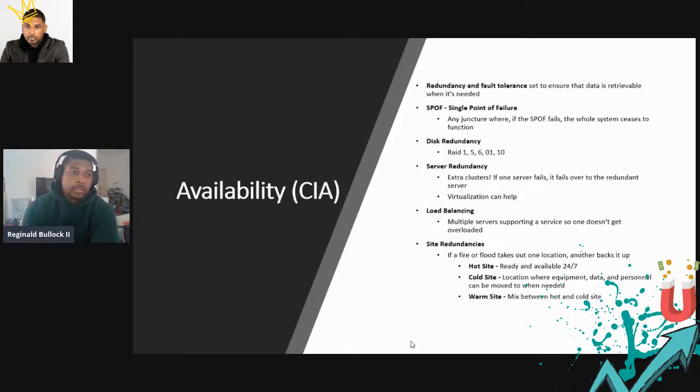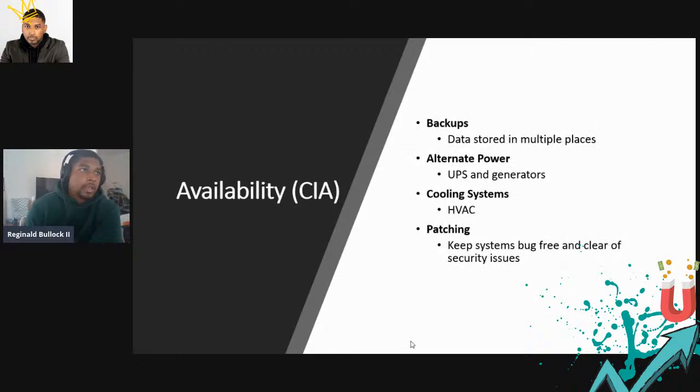A cold site is where you have the location and maybe some equipment and data, but it's just completely cold. So you have to bring in the people, the equipment, the data, the personnel, and set it up from scratch in the event of a failure. And then a warm site is a mix between the two. You might have some things operating at minimal capacity that can get spun up quickly, but it's not a cold site, and it's also not operating 24/7 like the hot site.